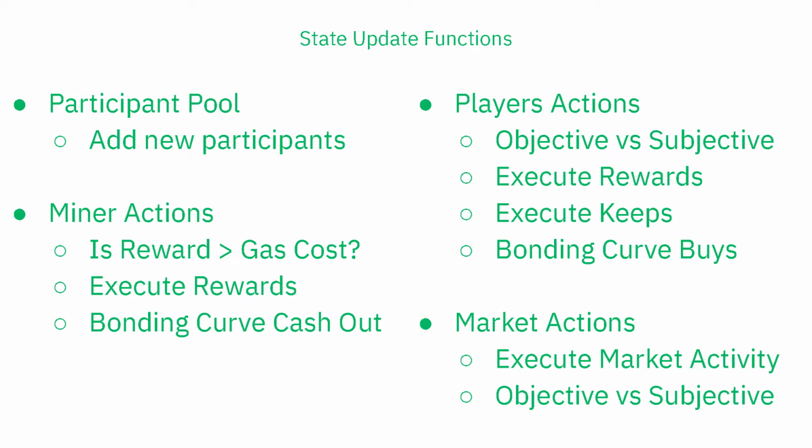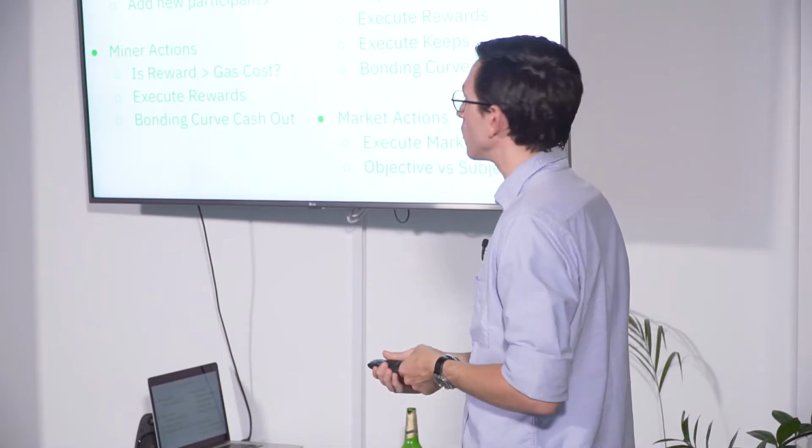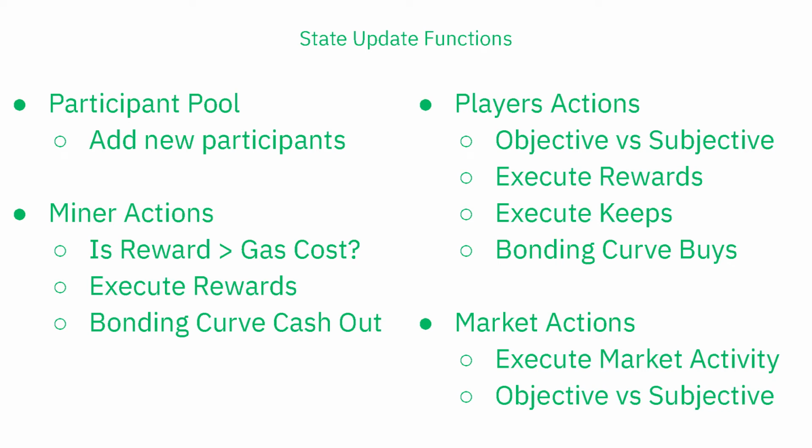Briefly, again, there are these state update functions which are handed this information from the policies. With the participant, they actually just enact those: add this many people, remove this many people. The miners check to make sure that the reward is actually larger than the gas cost. Otherwise, they won't go through with it. They will execute those rewards. And sometimes they will cash out, which means they will actually sell their tokens on the bonding curve. Player actions, again, involve this objective to subjective that I'm going to talk about in a second. But they also, similar to miners, will execute rewards. Some of them just want to cash out money. Some of them want to keep the clovers, so they'll execute those. And sometimes they need to buy new clover coins in order to facilitate this process. Market actions will execute the market activity that we discussed in the last policy.